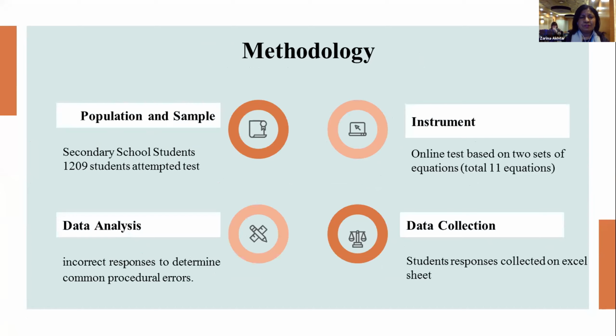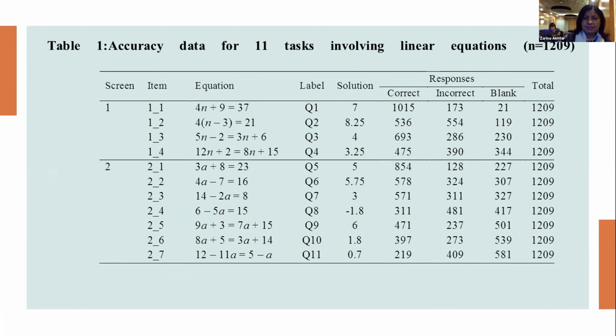The methodology used is this: secondary school students were offered an online test. There were many, but some left it blank or gave incomplete responses. Only 1209 students responded, on two sets of 11 equations. In the first set there were four equations, and in the second set seven equations, with one or two variables on one side or both sides. Only the incorrect responses of the students were considered to determine the common procedural errors, and data was collected through Excel sheets.